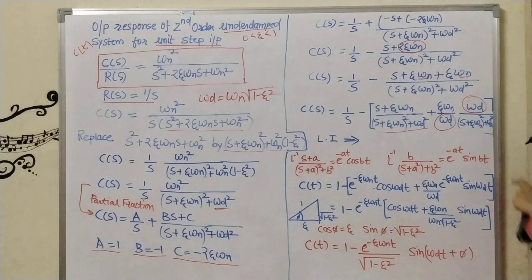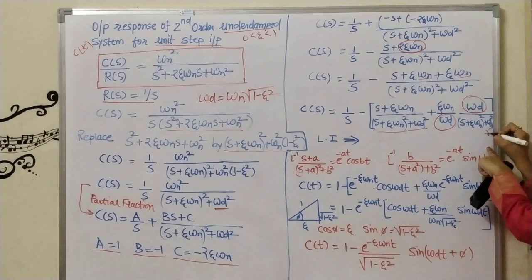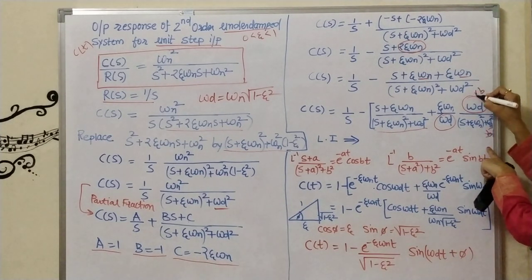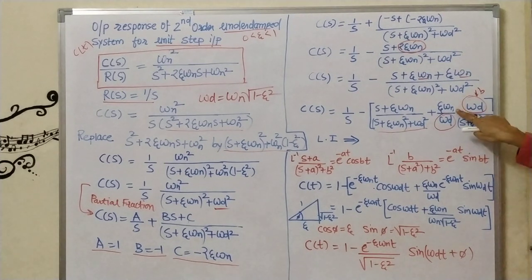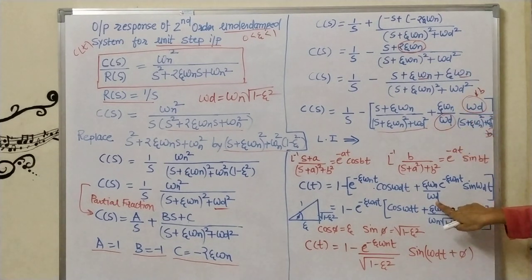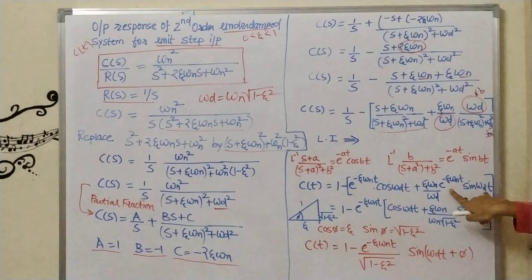Now I hope you got the concept, because this b is there and there should be the term b in the numerator. So I have introduced the term b here. What is b? B is omega d. Okay. So see, zeta omega n upon omega d, it will be as it is, and Laplace inverse of this will be e to the power minus zeta omega nt sin omega dt.